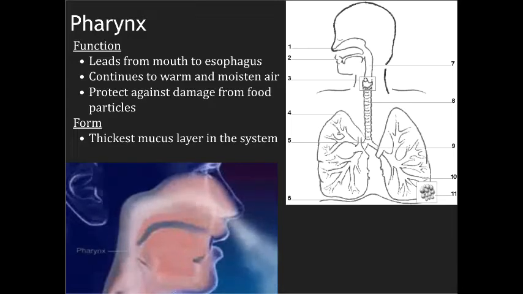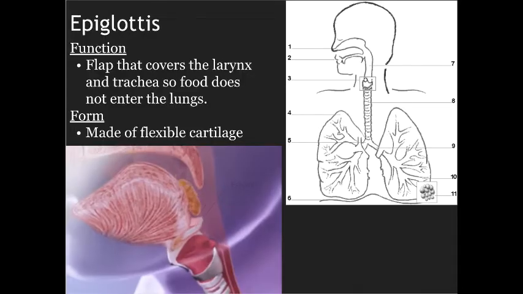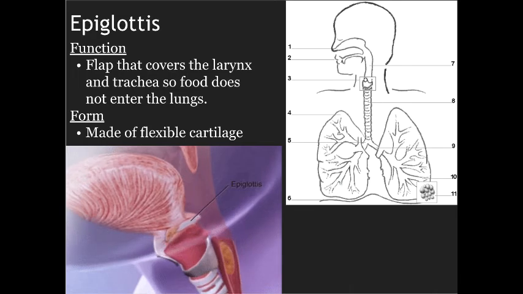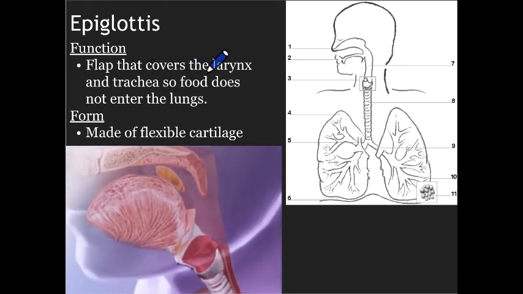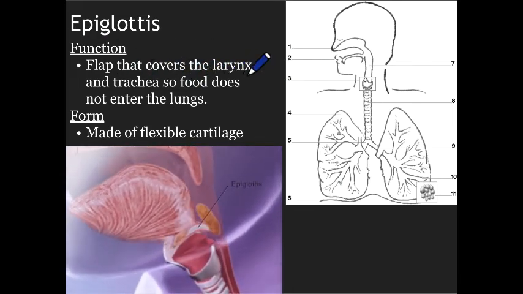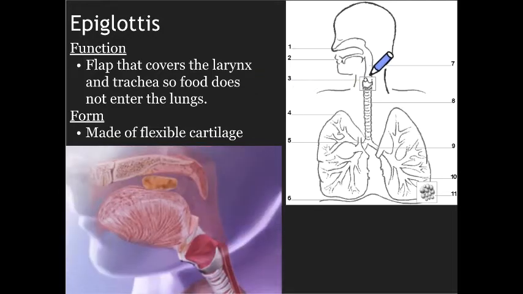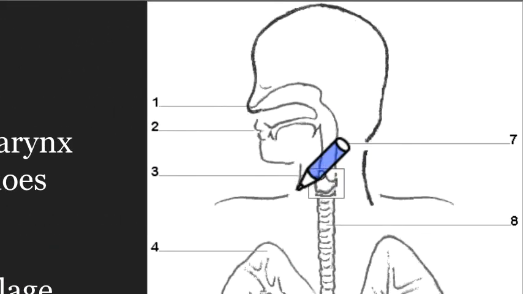Moving on further, we're going to move on to a structure that we mentioned in the digestive system, which is the epiglottis. The epiglottis is important in the digestive and respiratory systems because, again, they're involved in both. But the epiglottis is essentially a flap that's going to end up covering the trachea when you swallow.